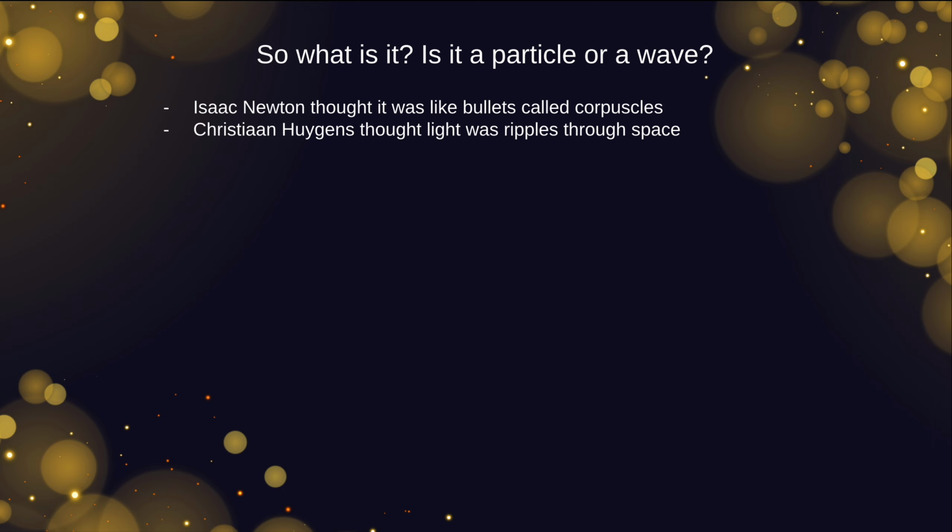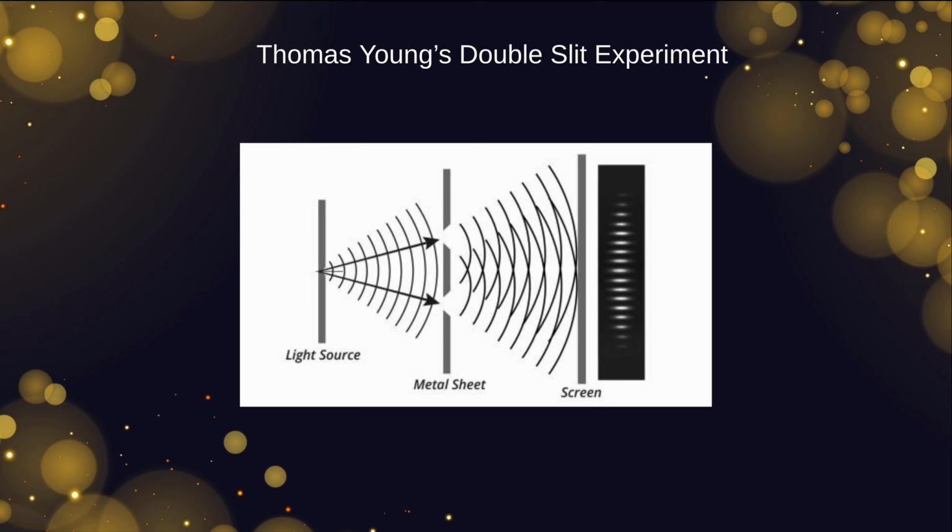Well, in the very beginning, Isaac Newton had a leading theory that it was like a particle, kind of like bullets, and they were called corpuscles. But Christian Huygens thought light was ripples through space, which is more like a wave than a particle. At the time, Newton's theory was the most popular because he was just more well known than Huygens. It wasn't until Thomas Young's double slit experiment many years later that they definitively proved one of the two.